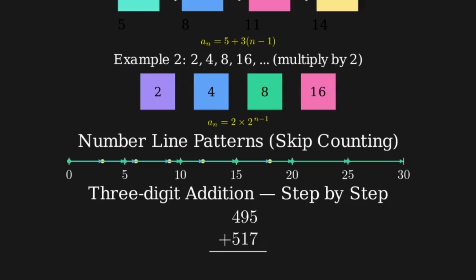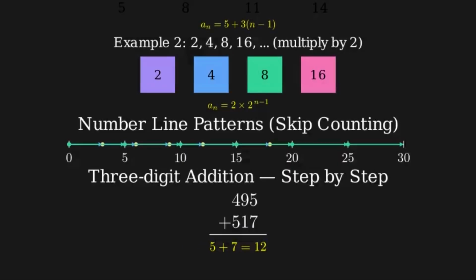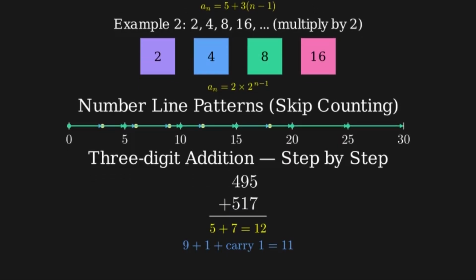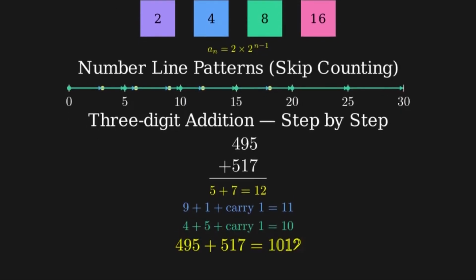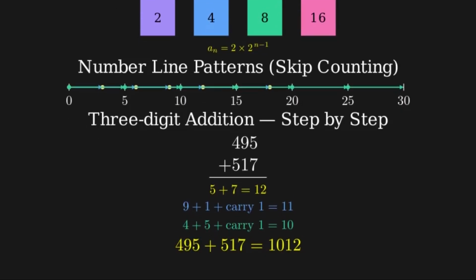We'll line the numbers up by place value and start with the ones place. Next, add the tens place. If the ones sum is 10 or more, we carry to the tens. Finally, add the hundreds place, including any carry from the tens. Write the final answer by putting digits from the ones, tens, and hundreds results, including carries.